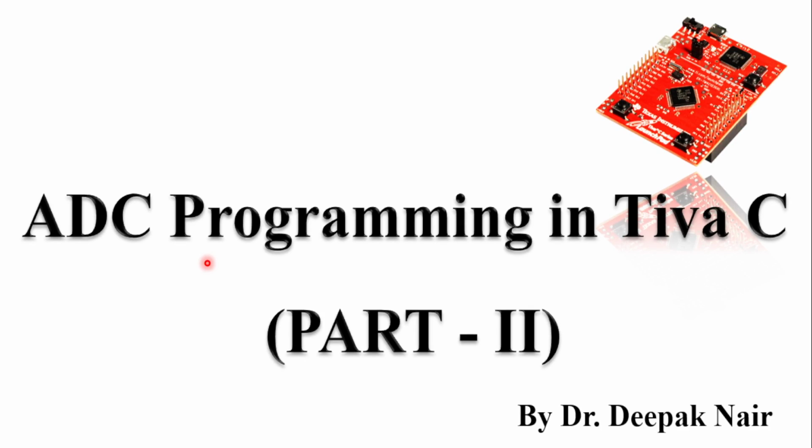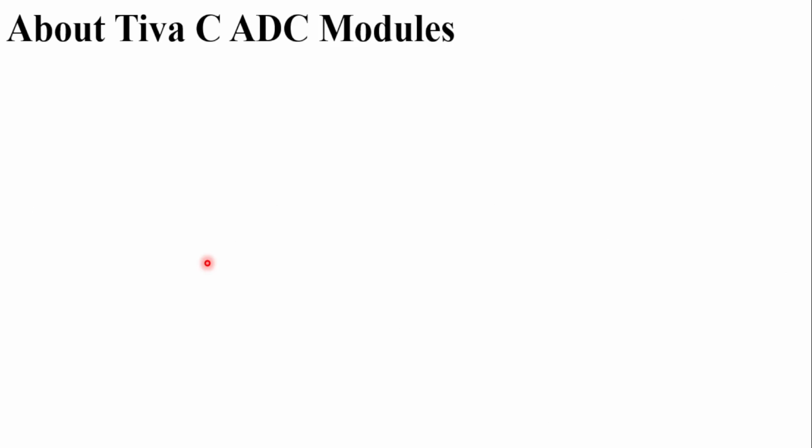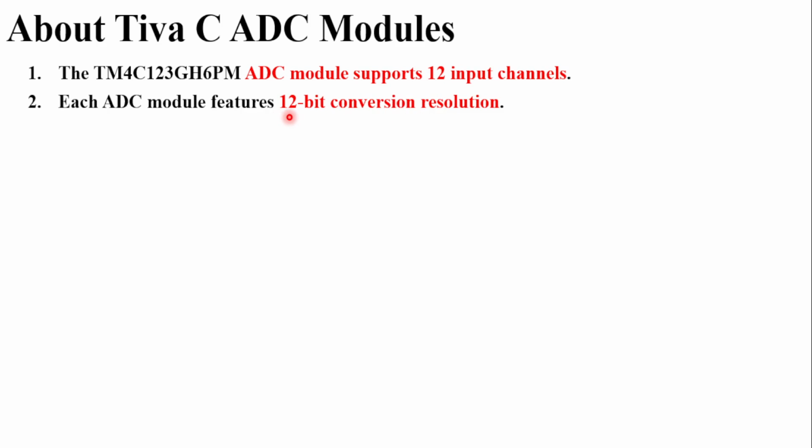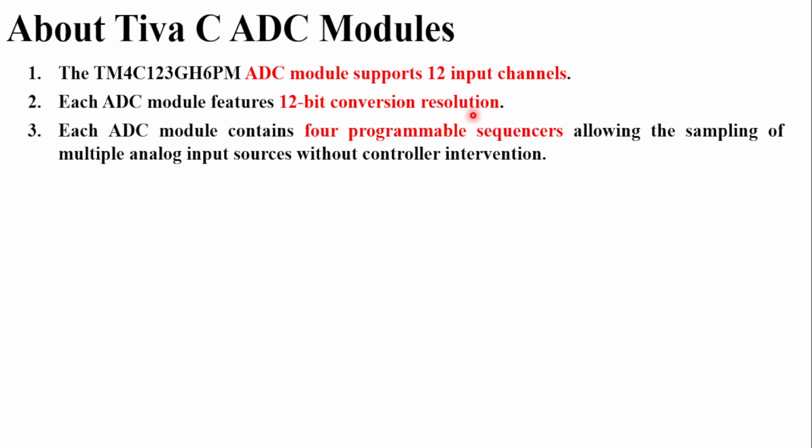Today we are going to see how to program the ADC modules in the Tiva C board. Let us briefly talk about the ADC modules and its features which are available in the Tiva C board. Tiva C board supports 12 input ADC modules and each module features 12-bit conversion resolution. So that means it can go up to 2 to the power 12, that is 4096 steps or different levels.